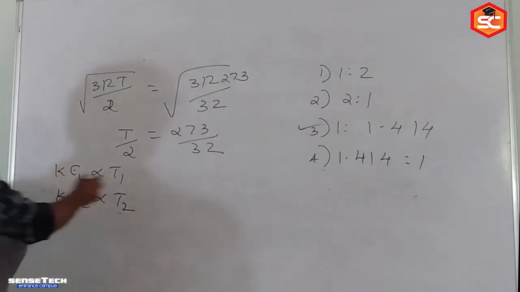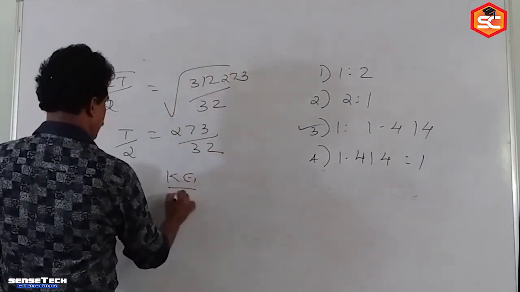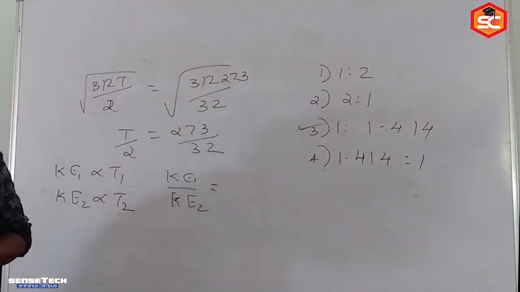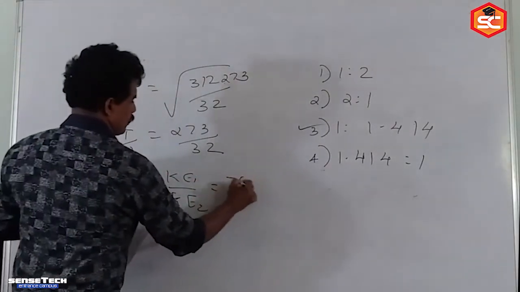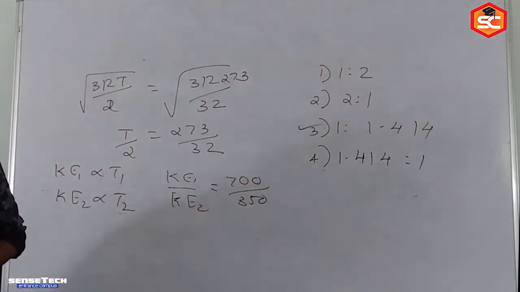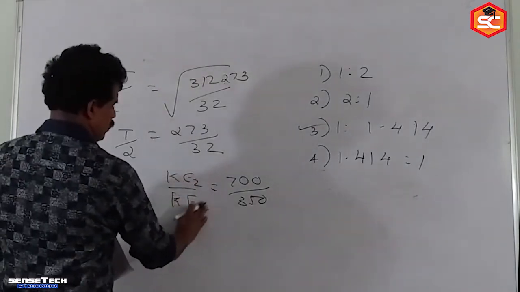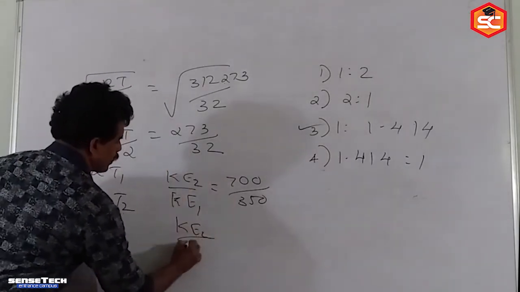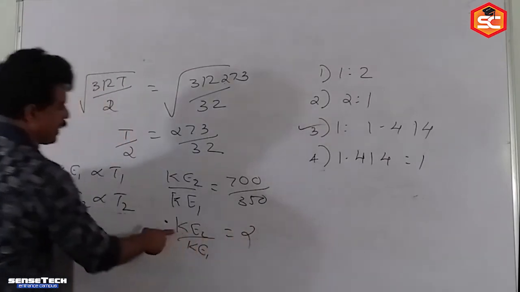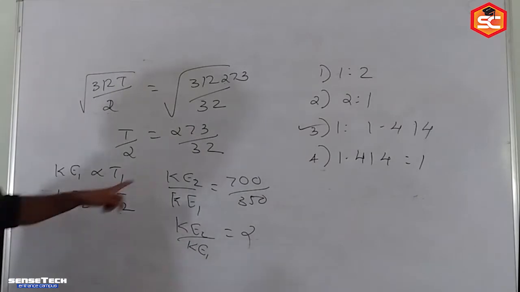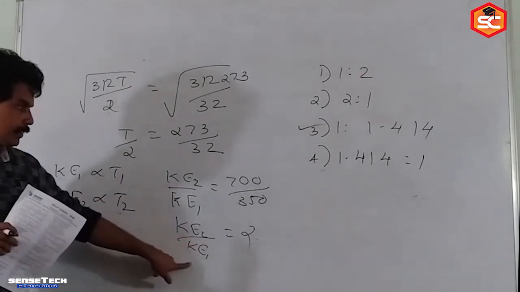Then the relation you are getting, KE1 by KE2 is equal to, what is the temperature range given? 700 by 350. I took KE2 by KE1 so that we get the value easily. So KE2 by KE1 is 2. Then KE2 is equal to 2 into KE1. That is the relation. Kinetic energy at 700 is equal to kinetic energy at 350 into 2.